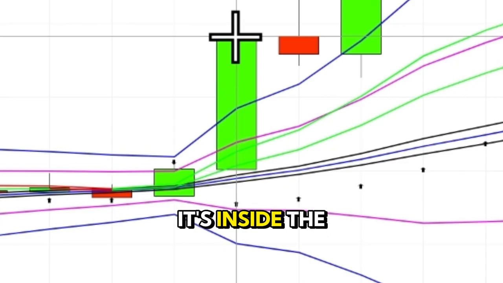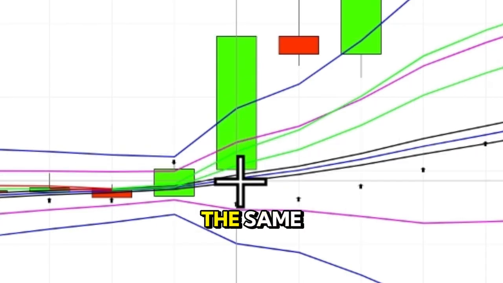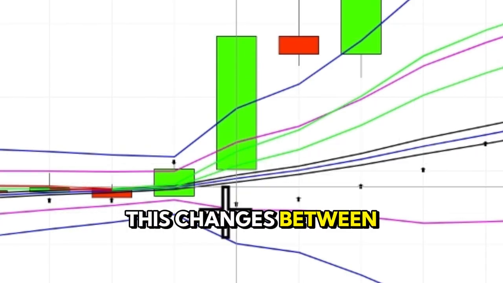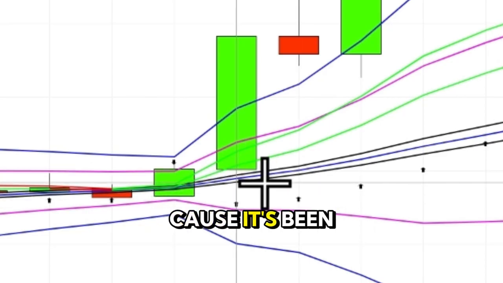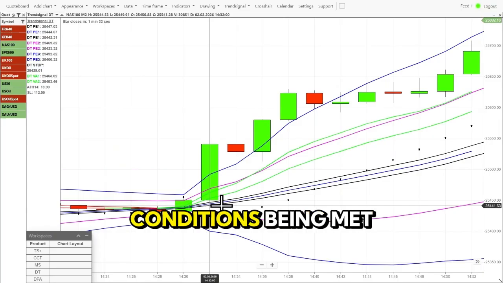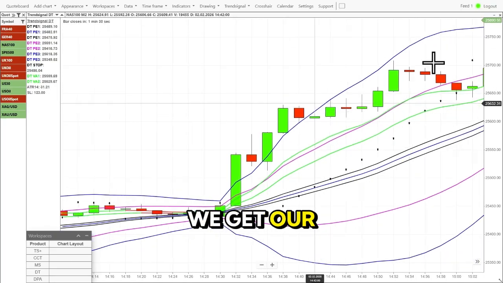Finally, because it's inside the band, we need to make sure that we're trading in the same direction of the trend. This changes between orange and blue. You can't really see it here because it's been a very bullish day, but being blue is perfectly fine. We can take it with a long trade. So all those conditions being met, we get our entry for the trade.